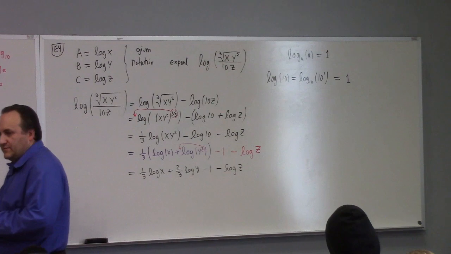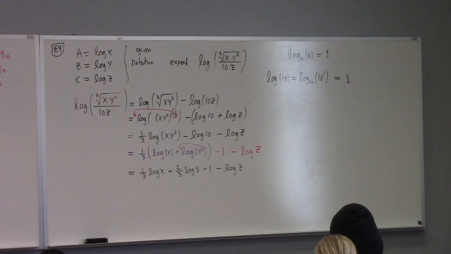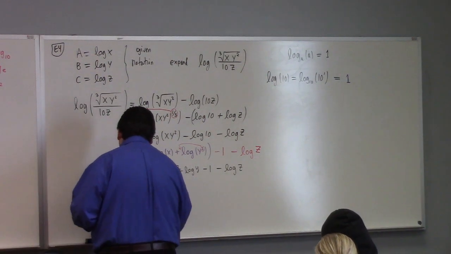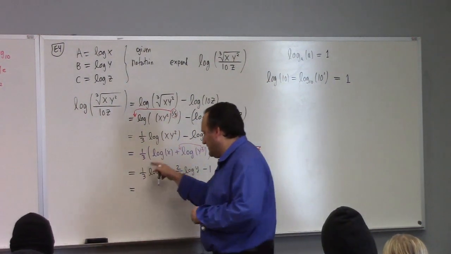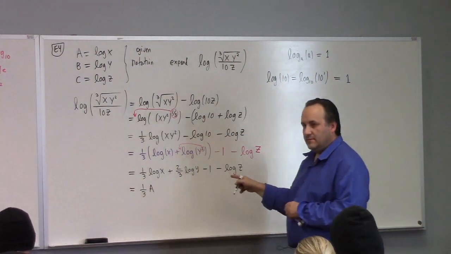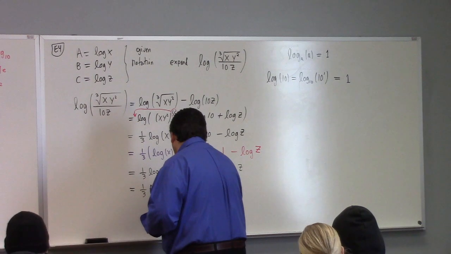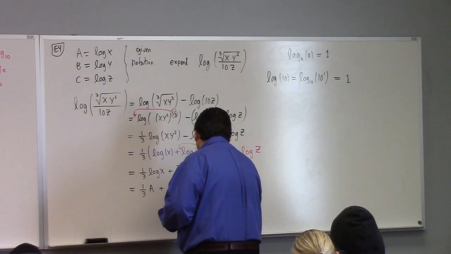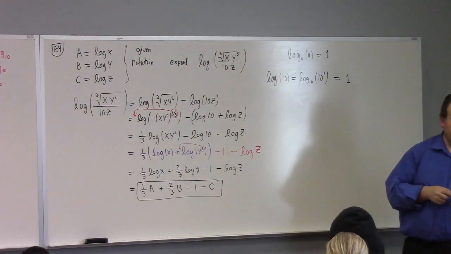Now I have to follow the instructions of the example, right? Which was to write your answer in terms of a, b, c, where a, b, c are given as log x, log y, log z. So what's the answer? Log x is a, so this is 1/3 a. Log y is b, so plus 2/3 b, minus 1 minus c. And there you go. This is the expanded expression. So I've expanded.